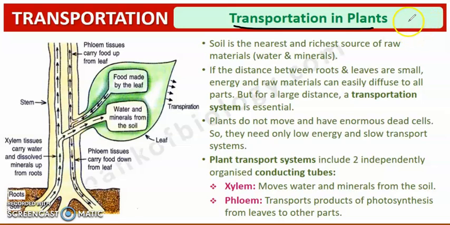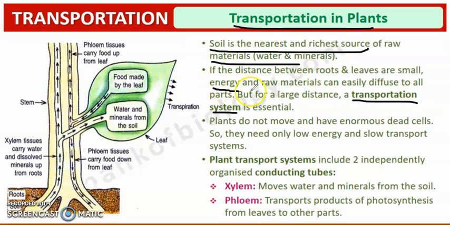Basically it's not like a big system, but they do have some vascular tissues which help them to transport, right? Now here, if you can see, soil is the nearest and richest source of raw materials. In this video we're going to be only discussing transportation of water in plants. This is what is meant by the transportation system. It is required for the energy and raw materials to get transported, right?